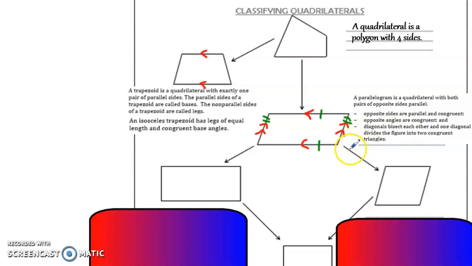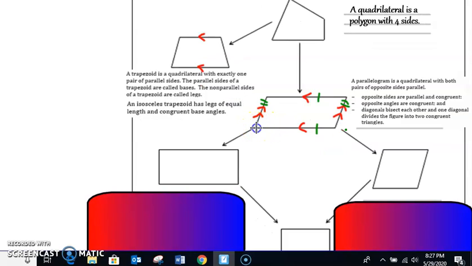Another thing that's important is that the diagonals bisect each other, and one diagonal divides the figure into 2 congruent triangles. So we're going to go ahead and draw the diagonals connecting the opposite vertices to each other, and then we'll label them bisecting each other. So the diagonals here bisect each other. So here's one diagonal, here's our other diagonal. And when we say they bisect each other, that means they're cutting each other in half.